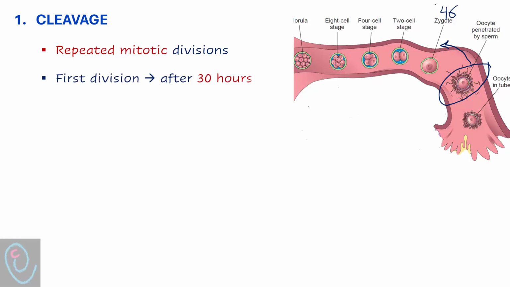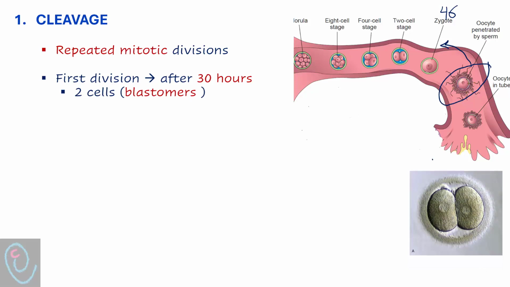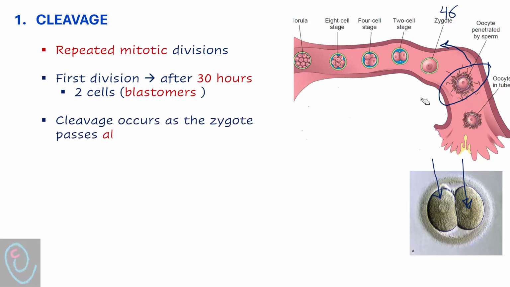The first division occurs after 30 hours, and it results in the formation of two cells. Each one is known as a blastomere. Cleavage occurs as the zygote passes along the fallopian tube.